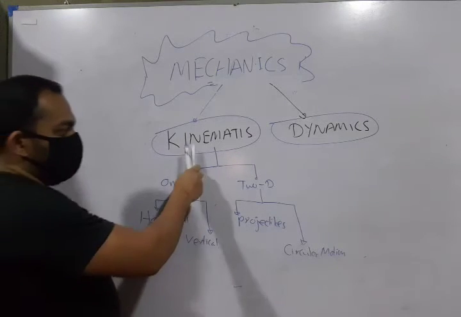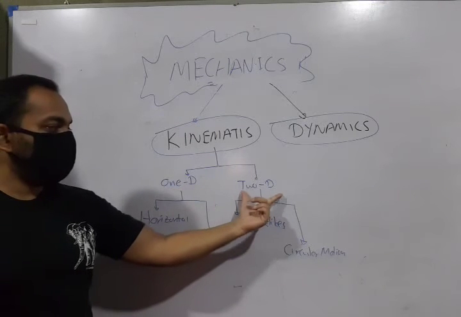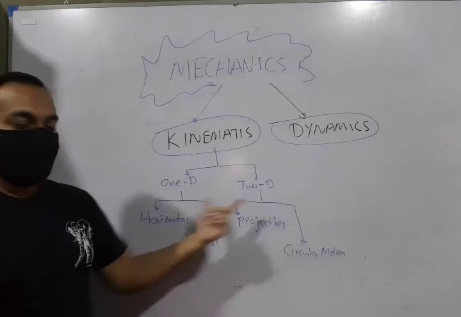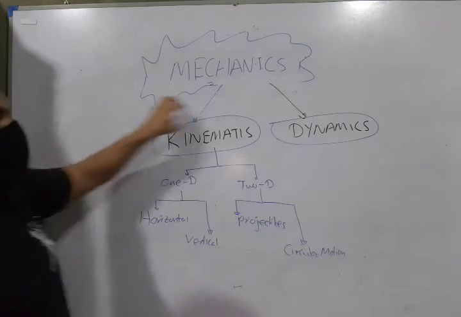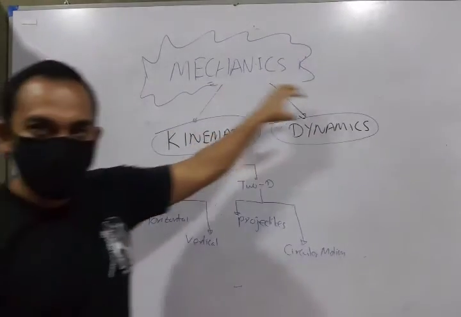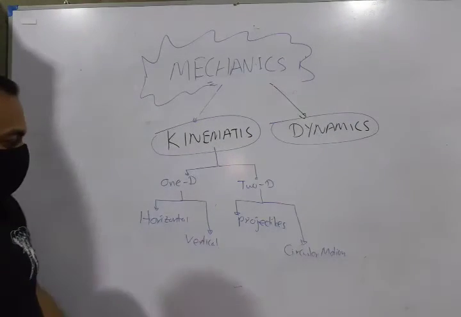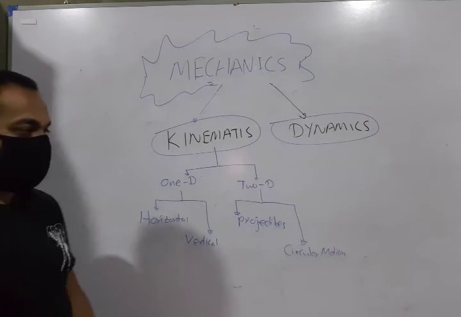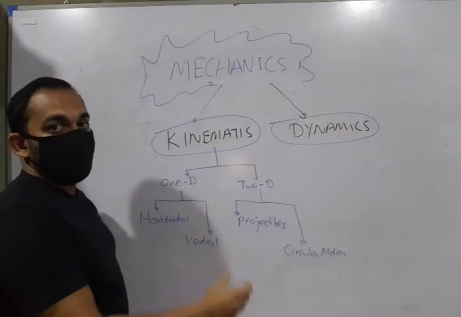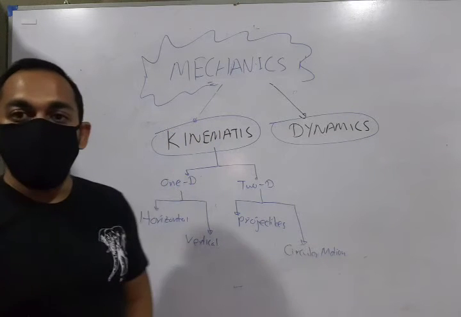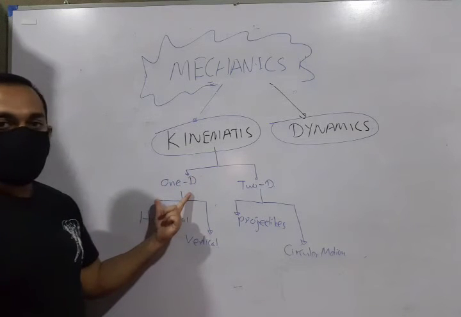Okay, under kinematics we will study one-dimensional motion and two-dimensional motion. One-dimensional motion means we will study horizontal motions. That means a particle moving in a horizontal direction, just one direction. It could be moving towards the right side or towards the left side. And vertical motion. Vertical motion means imagine you are projecting a particle upward, right? That is an example of vertical motion. So these are the two categories that we will be looking at under one-dimensional motion.